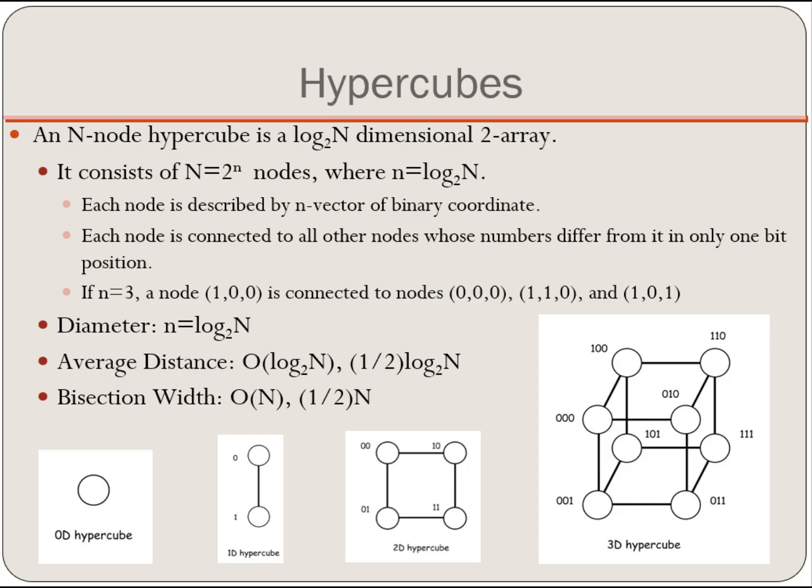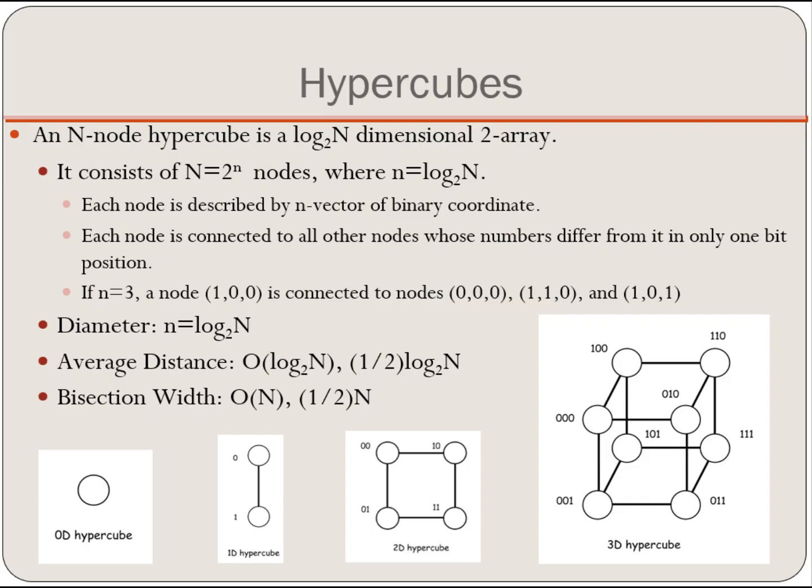The construction of a hypercube: a high-dimensional hypercube can be constructed from low-dimensional hypercubes. For example, a zero-dimensional hypercube is a single node. A one-dimensional hypercube is two of these with the corresponding nodes connected. If you treat them as two zero-dimensional hypercubes, you pair up the corresponding elements and connect each pair, and then it becomes a one-dimensional hypercube.